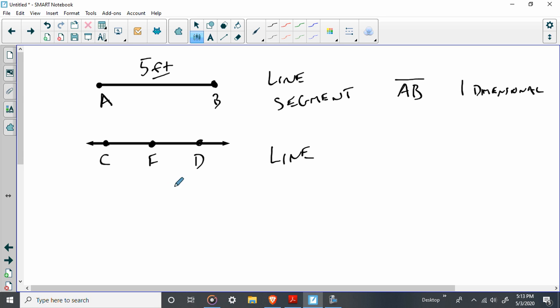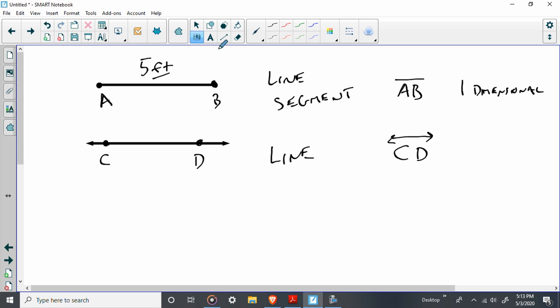Well, CF would be okay because the line does pass through F, but we typically pick the outermost points that we have, okay? So again, how would you write this in shorthand? If you were writing about this, you say this is line CD. And instead of drawing little stopping points, or endpoints as we like to call them, this is line CD. It is also a one-dimensional figure, okay?